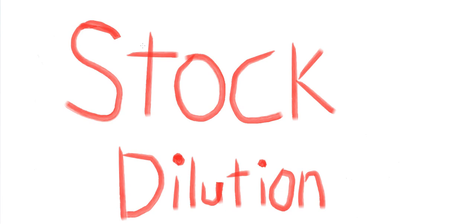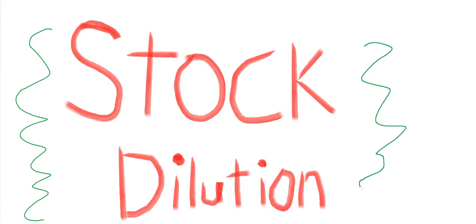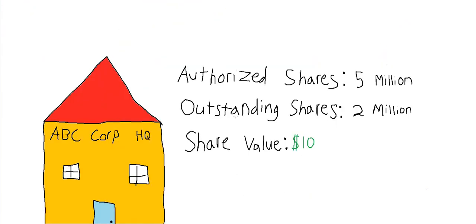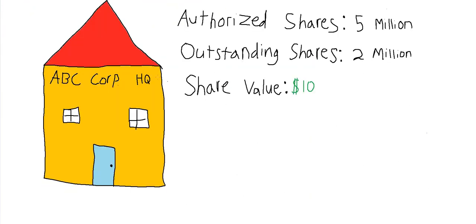So I wanted to talk about stock dilution because I feel like most people don't fully understand it, and I'm going to be doing this in Paint, so my drawings might not be the best because I'm drawing with a mouse, but they should be good enough to get the point across. In my example, we're going to have a company with 5 million authorized shares. What this means is that the company can issue up to 5 million shares. They can't go beyond that.